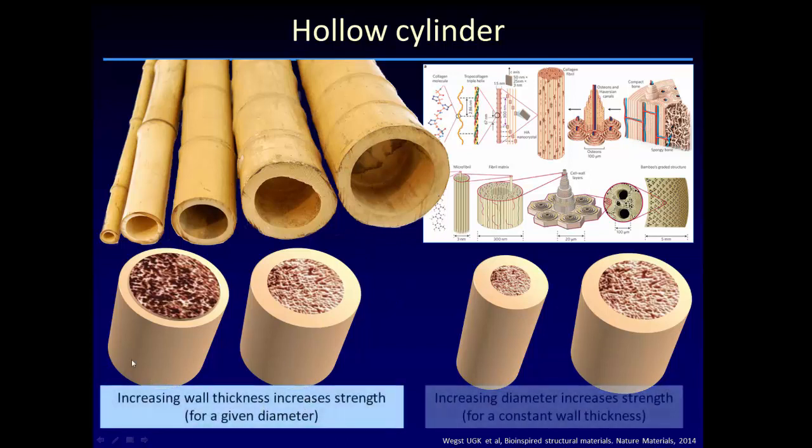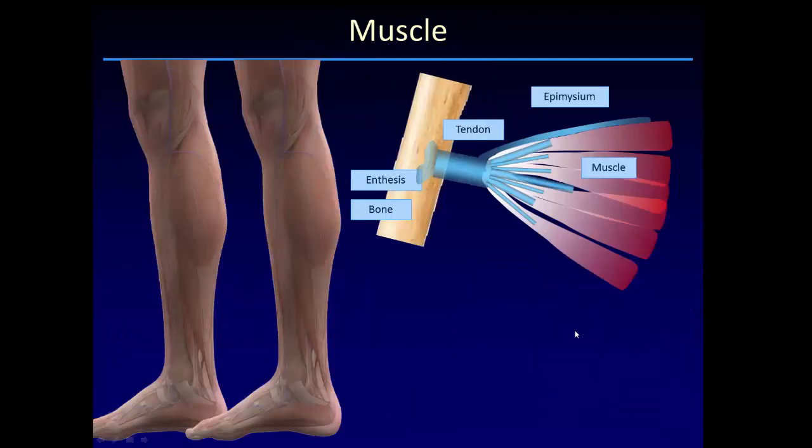So when you look at a hollow cylinder, as the wall gets thicker, it becomes stronger, given an equal diameter. And for a given wall thickness, as it becomes bigger, it becomes stronger. And so all of these are going to require increasing substrate to make that wall thicker or to gain diameter. Now, when you think about the bone and you think about how strong it is and how much load it can take, why does it fail? Well, it fails because it doesn't tolerate bending very well.